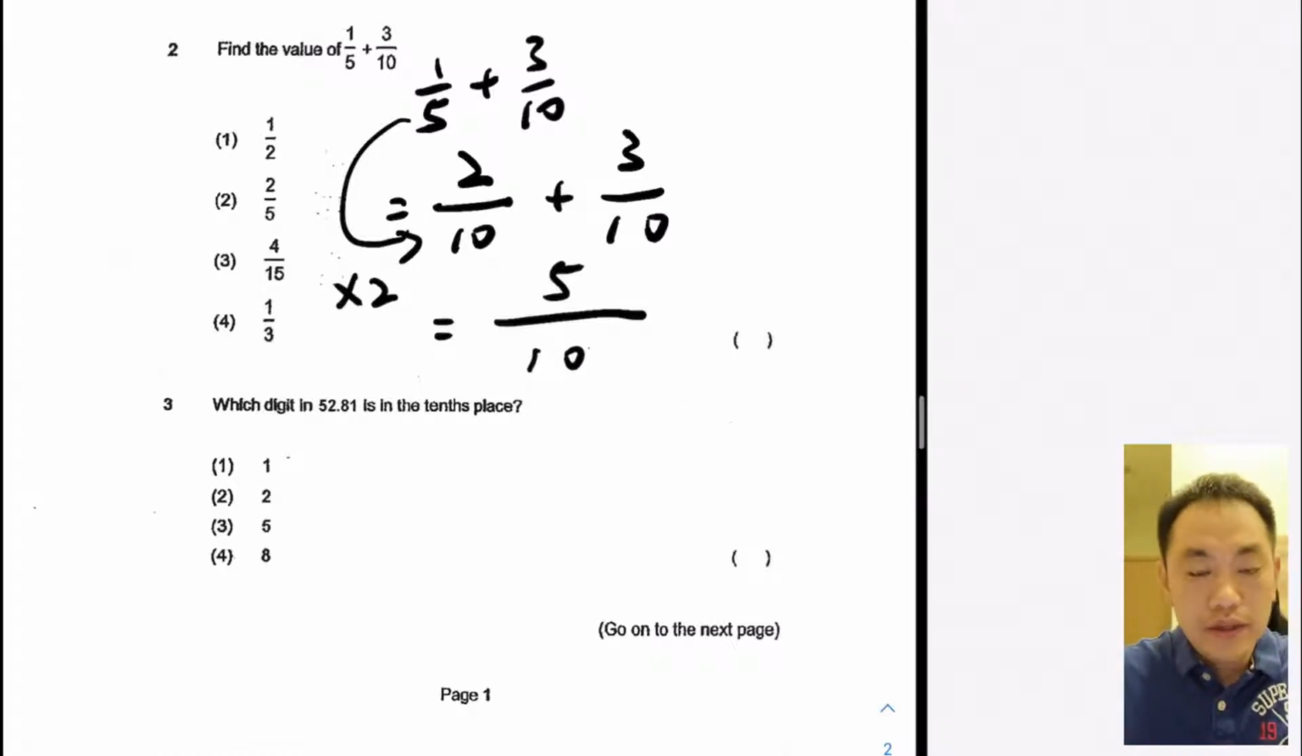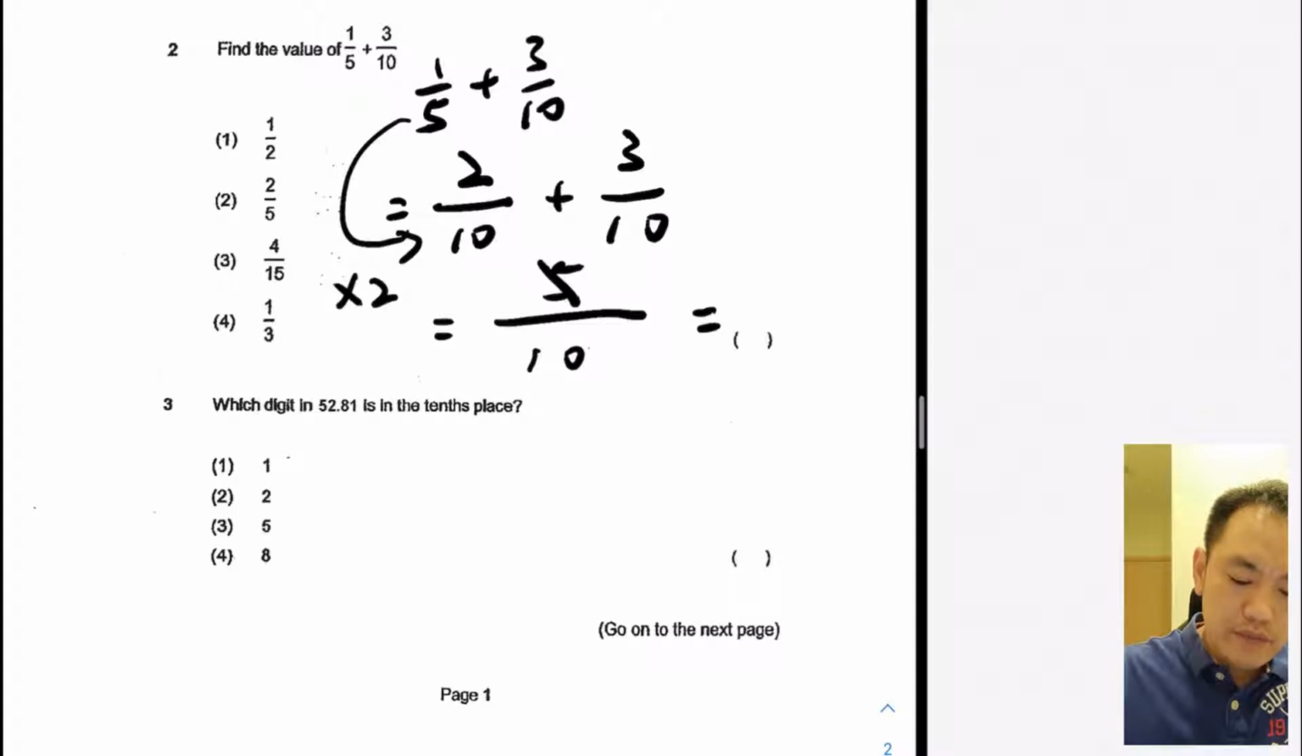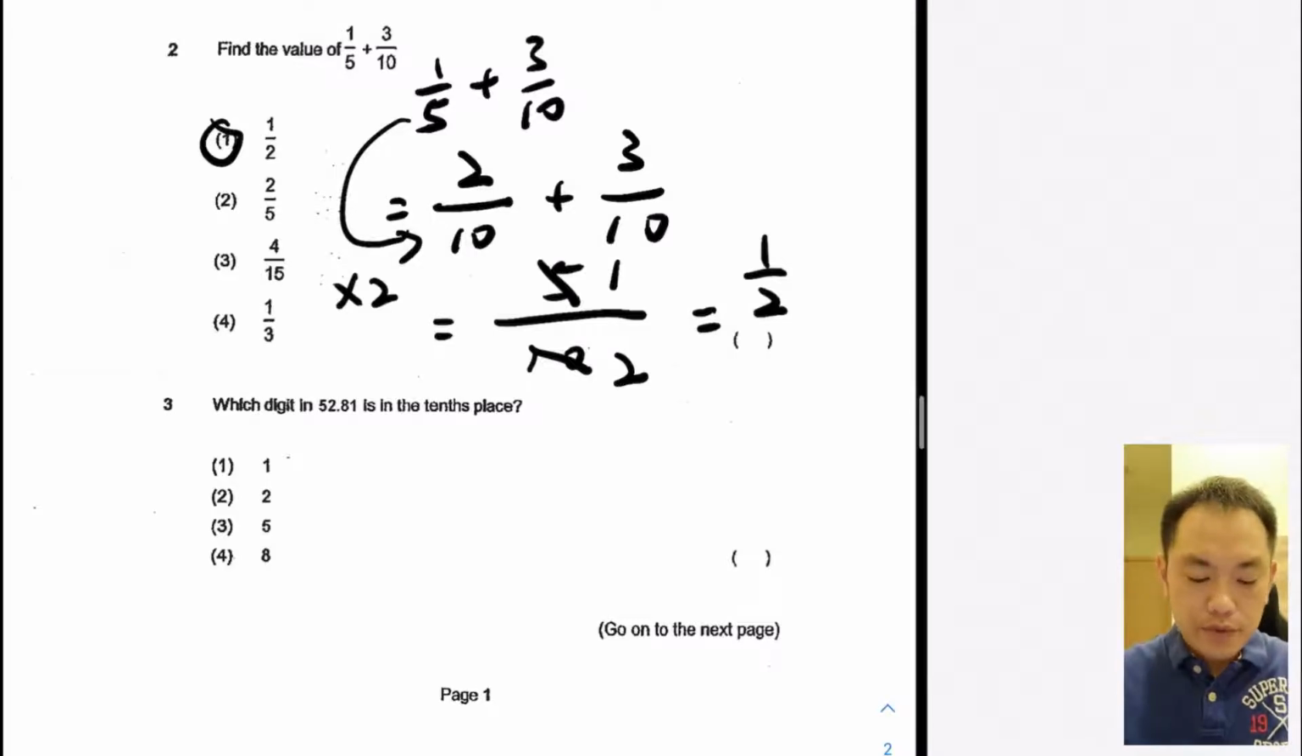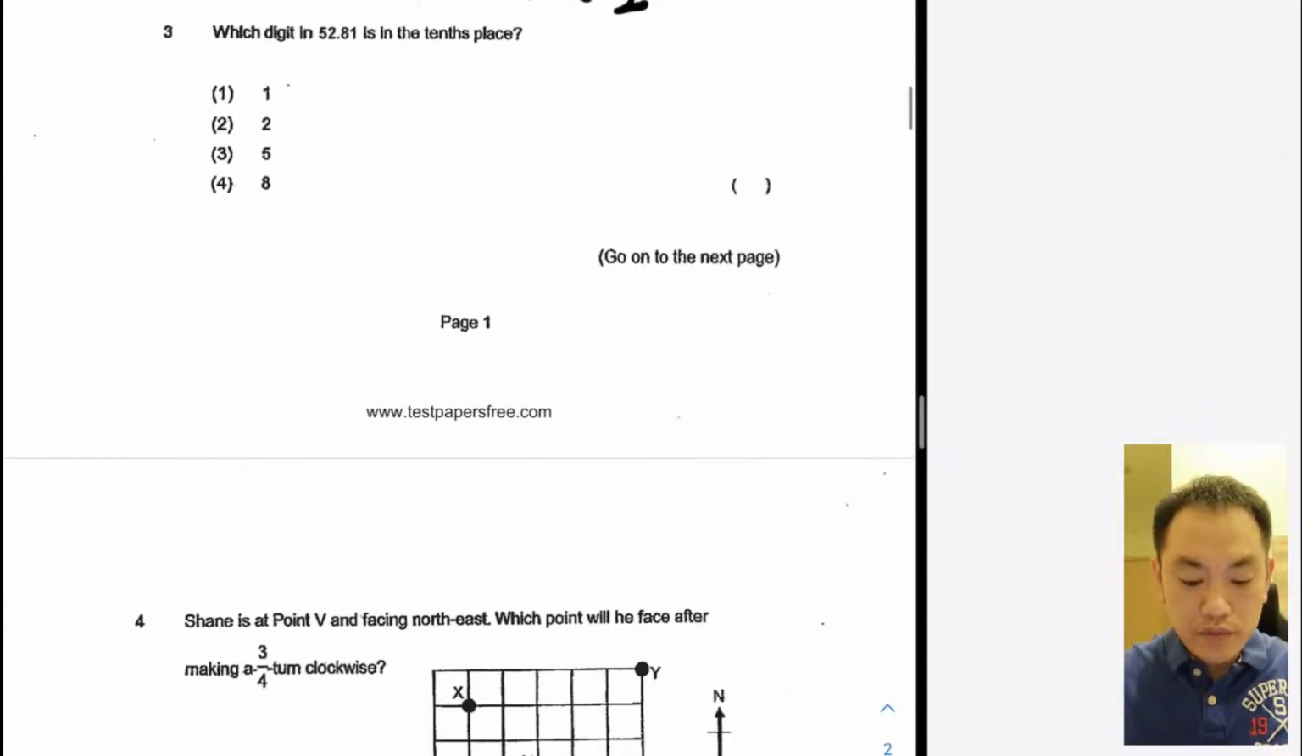Okay, but that's not the final answer, because you still need to simplify the fraction, and you also didn't see an option of 5 over 10 in the answers. So if you take one step further, 5 out of 10, both of the numbers can be divided by 5. Whatever you do to the top, you do to the bottom. So 5 divided by 5 equals 1, and 10 divided by 5 equals 2. So the answer is half. So it's 1. So let's move on to the next question.